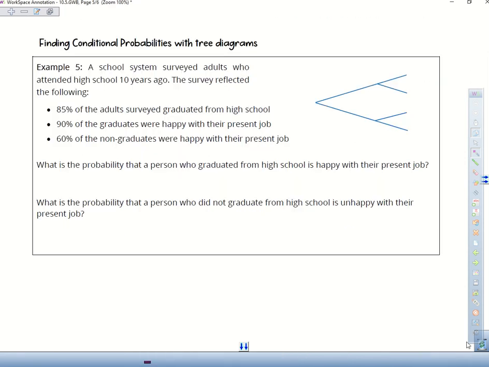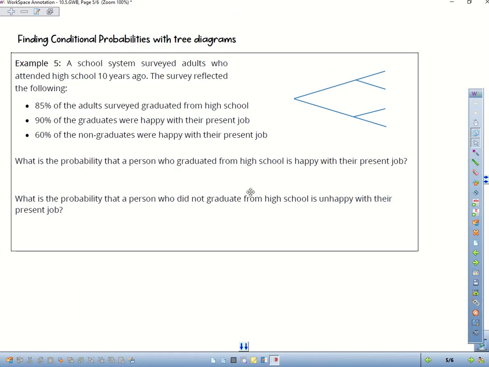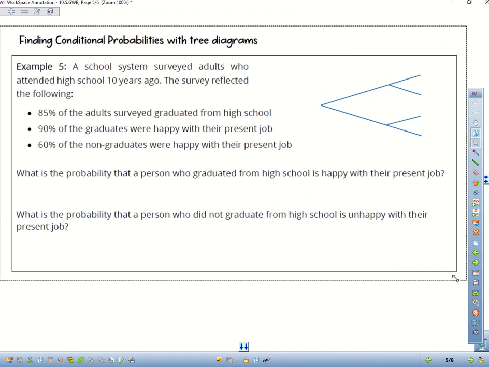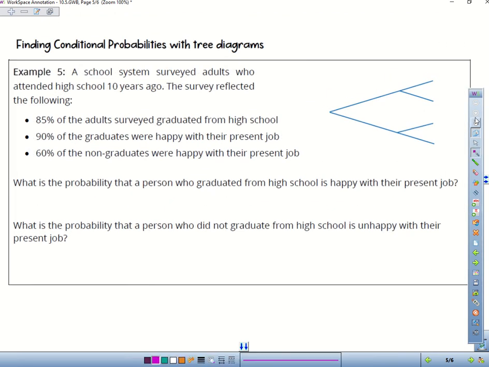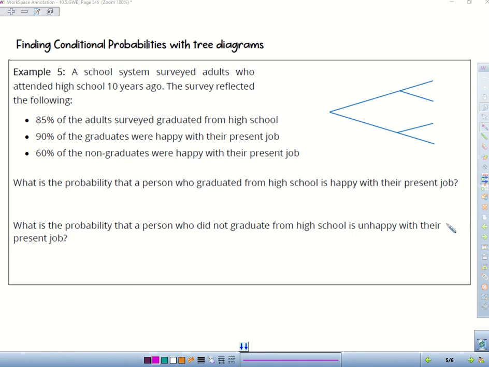Now we're going to look at these things called tree diagrams in probability. So a tree diagram is a way in statistics of visual representation of different forms of probability. We're going to look at a very simple example of one, and then we're going to look at how this can be used in a more complex way.